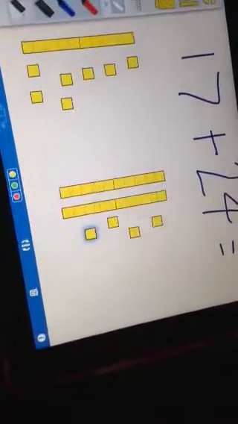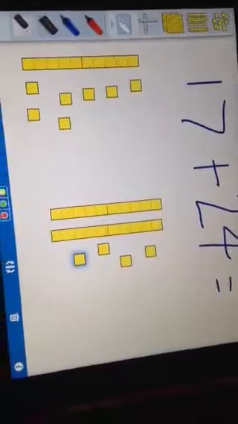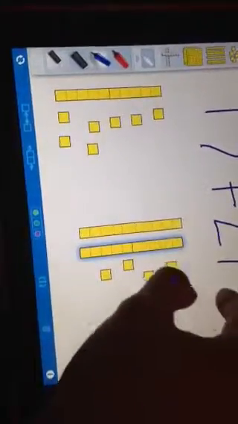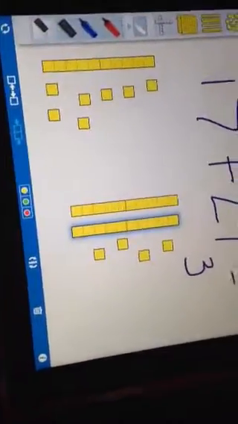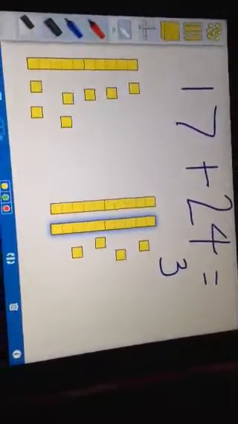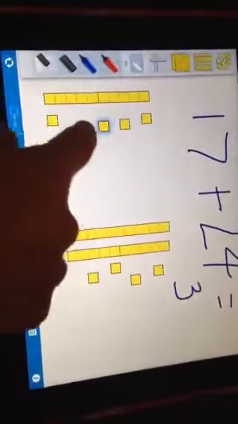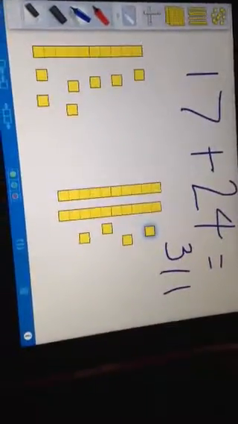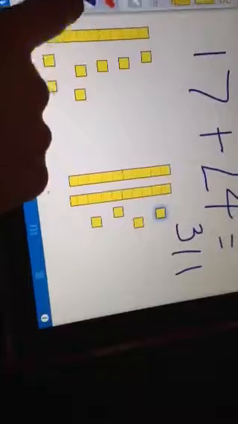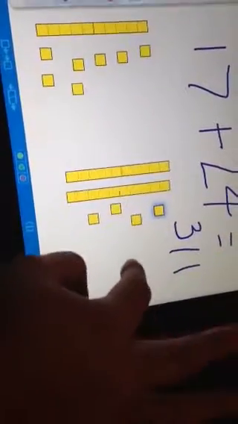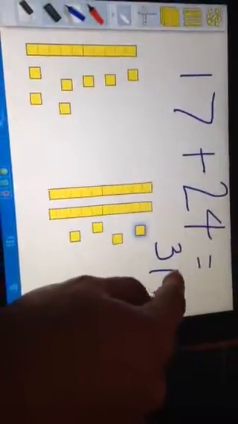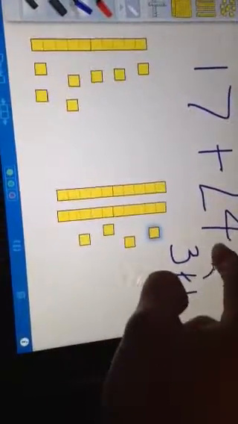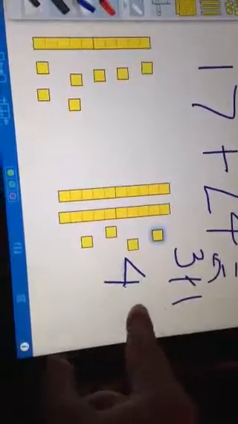So let's count the tens position. The longer rods, so let's count 1, 2, 3. So I know my tens position is 3 for now. So let's look at the ones position. This is where they would be like, huh, what's going on? So 1, 2, 3, 4, 5, 6, 7, 8, 9, 10, 11. Well, is that the right answer? 311? Well, that doesn't sound right. So what I would have them do is take that 11 and regroup. So I would take that away and add that to the 3. And that would actually make 41.